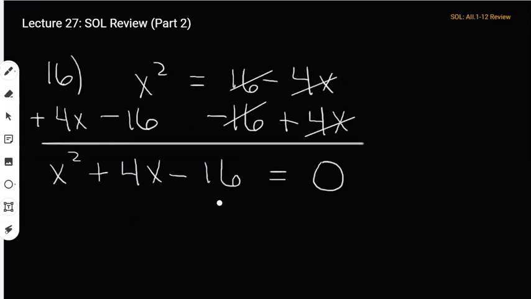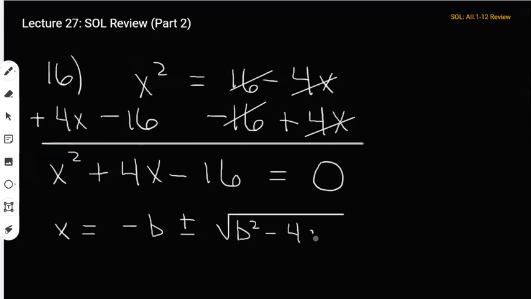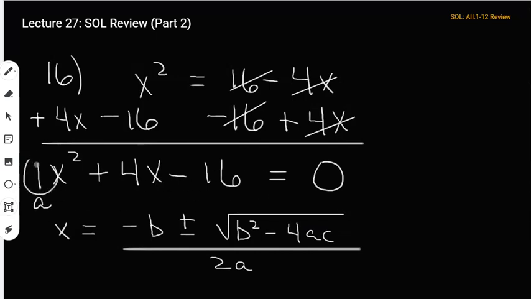And then from here, I can do the quadratic formula. X equals negative b plus or minus the square root of b squared minus 4ac, where everything is divided by 2 times a. And I can get all of my coefficients from the left side. So my a would be 1, my b would be 4, and my c would be negative 16. So you could do it that way too and get the same answer. It would just take a little bit more work.